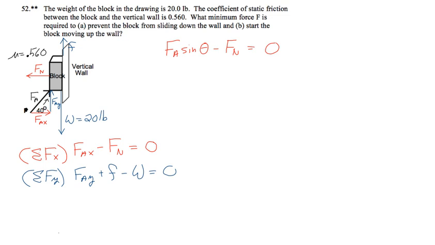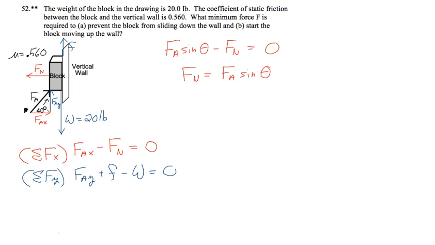If Fa sine theta minus Fn equals 0, then don't I know what Fn is? So Fn is what? Right there, what is it? Fa sine of theta. All right, so I now have something that I could replace Fn with.